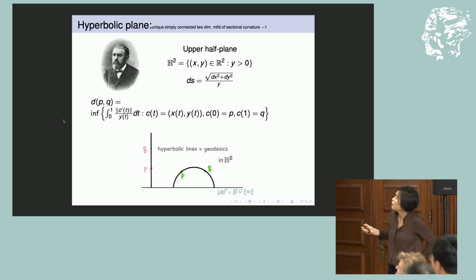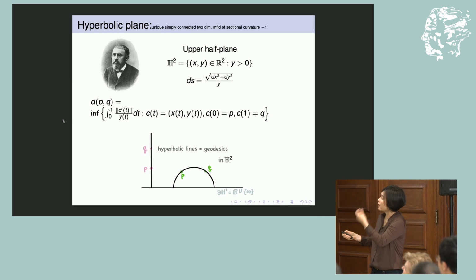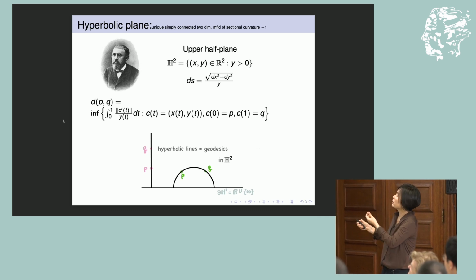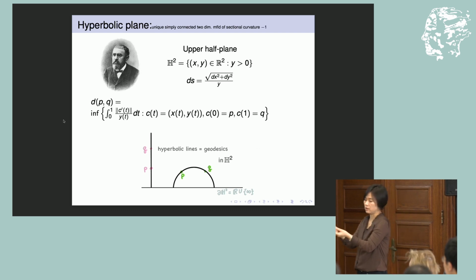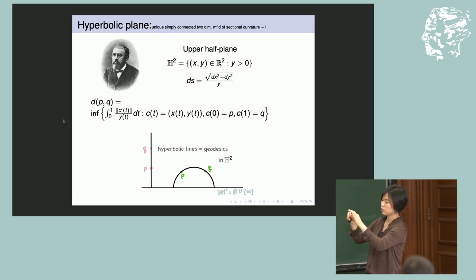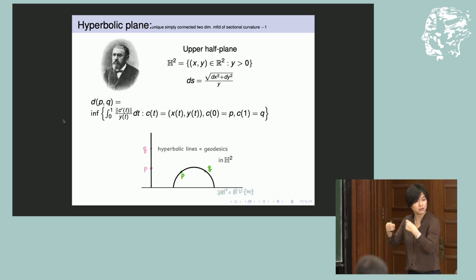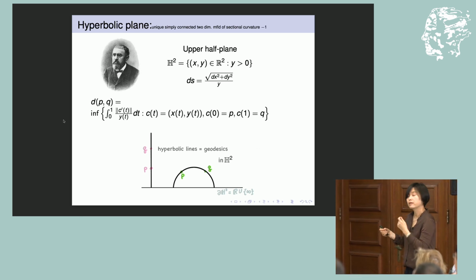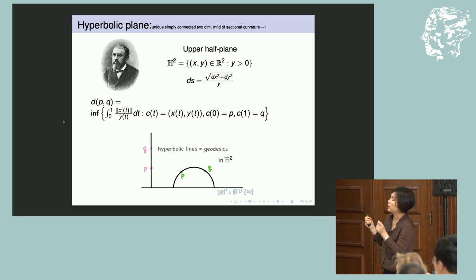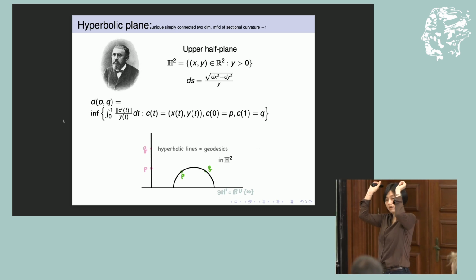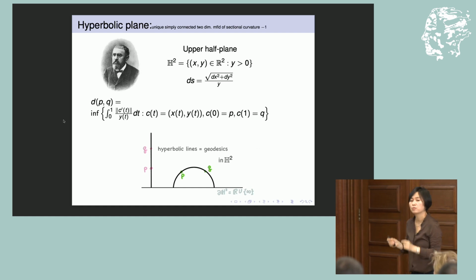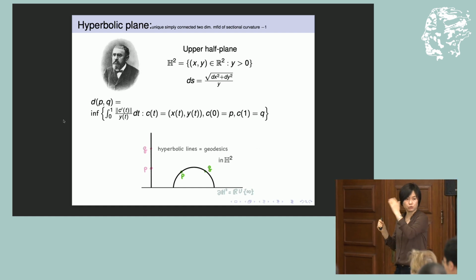So note that if I have 2 points, P and Q, which are very close to the x-axis, that means the y-coordinate is very small. That means the hyperbolic distance between 2 points close to the x-axis is much larger than the Euclidean distance, because you divide by something very small. And conversely, if you have 2 points, P and Q, which are very high above, then their distance is much smaller than the Euclidean distance, because I'm dividing the distance by the height.